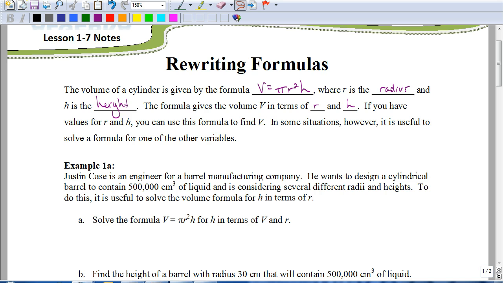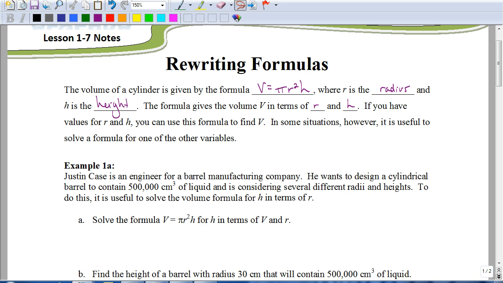Now, what's the point? Why do we even have to bother knowing how to rewrite formulas? Well, what this first paragraph is talking about is, let's say we have a situation where we know the formula for the volume of a cylinder, where the volume is pi times the radius squared times the height. But we use that formula when we know the radius and we know the height of a cylinder, and we use that to figure out the volume.